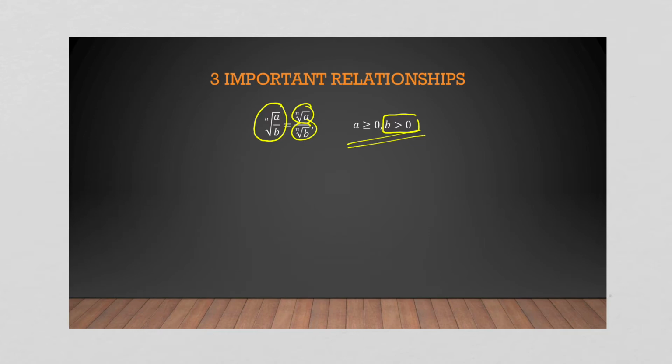Now, what do I mean by this? Okay, so imagine we had the square root of 4 over 9. Well, that's the same as the square root of 4 over the square root of 9, which you can then simplify to 2 over 3.